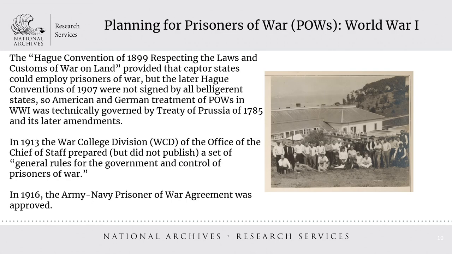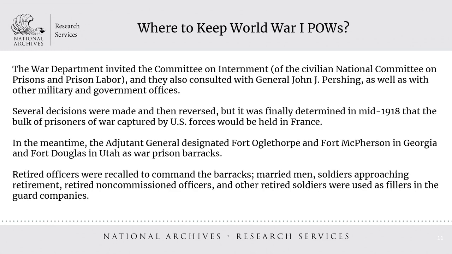The late 19th and early 20th centuries brought about many changes in international laws governing the treatment and employment of prisoners of war. Despite the fact that not all belligerent nations had signed the Hague Conventions of 1907, the U.S. did work to abide by those conventions while making preparations and plans for POWs during World War I. There was extensive back and forth between the War Department and various individuals, offices, and organizations, but it was eventually decided that most POWs would actually remain in Europe and would not be sent to the U.S. in World War I. At the same time, some preparations were still made stateside in anticipation of potential POWs.